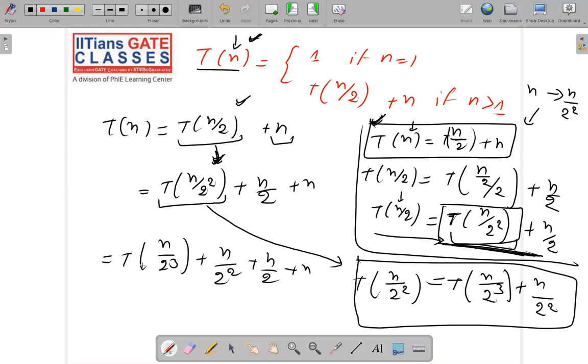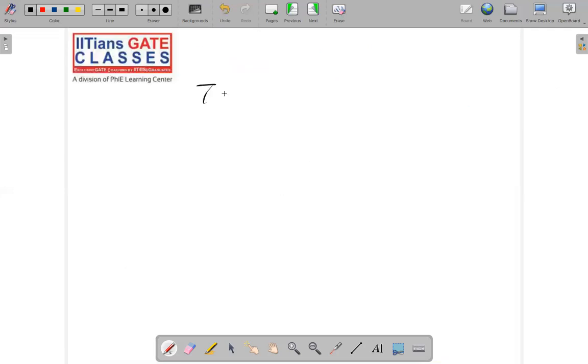We will keep on doing this until we reach a certain value where this value is reduced to 1. We will iterate this till this value is reduced to 1. So how many times should we iterate this? Let's calculate that. Right now you know that T(n) is equal to T(n by 2 cube) plus n by 2 square plus n by 2 plus n, right?